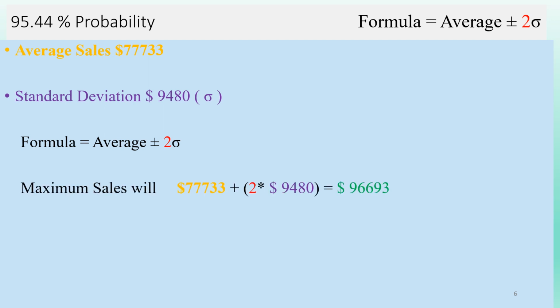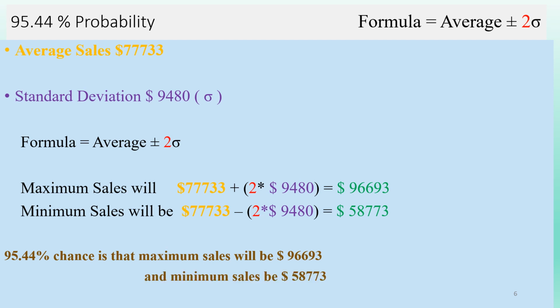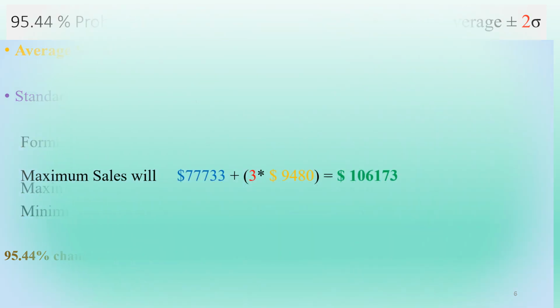So the maximum sales will be average sales plus 2 multiplied by the standard deviation, equals our maximum sales, and for the minimum sales we take the minus sign here and we get the minimum sales. Meaning to say, under this range 95% of data falls. That means there is a 95.44% chance the maximum sales will be 96,693 and the minimum sales will be 58,773.